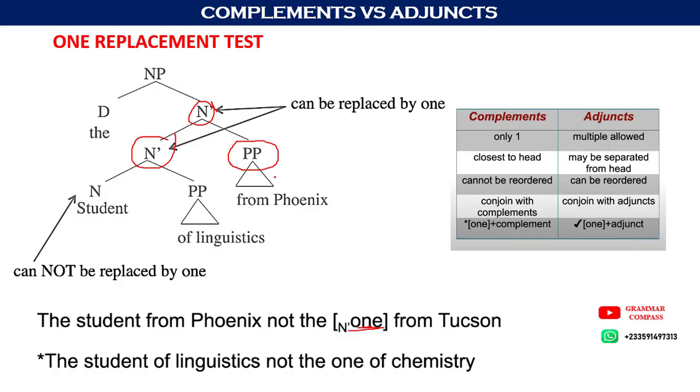So you cannot replace or bring "one" before complements. It will render the construction wrong. So you can say the one of linguistics from Phoenix. It will be.